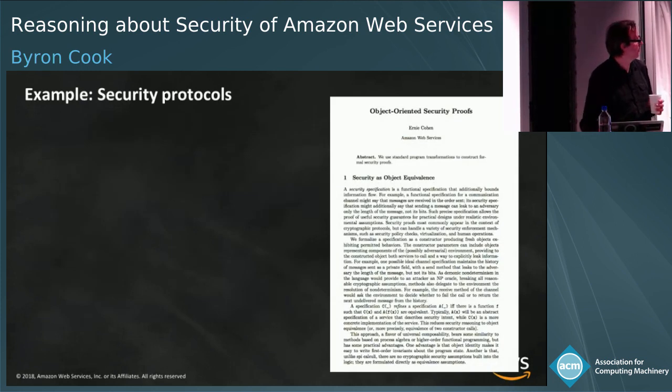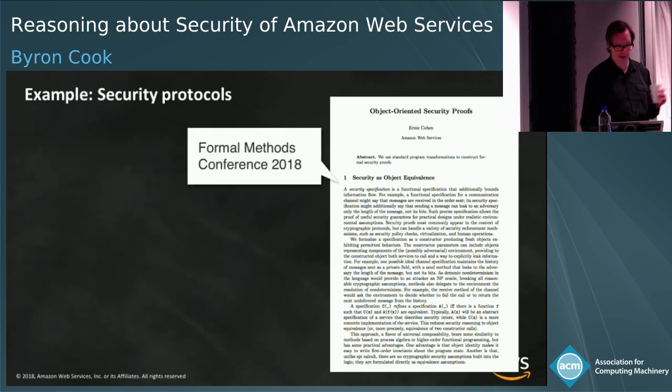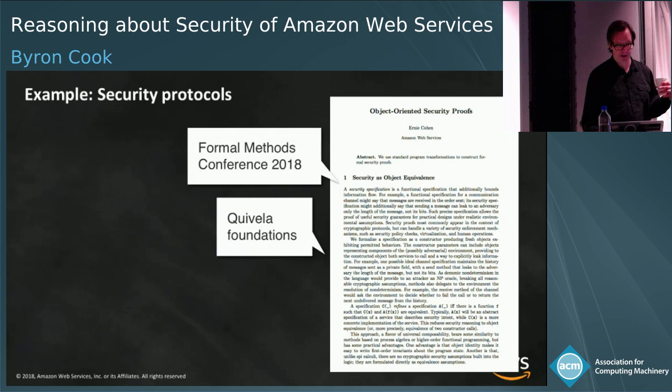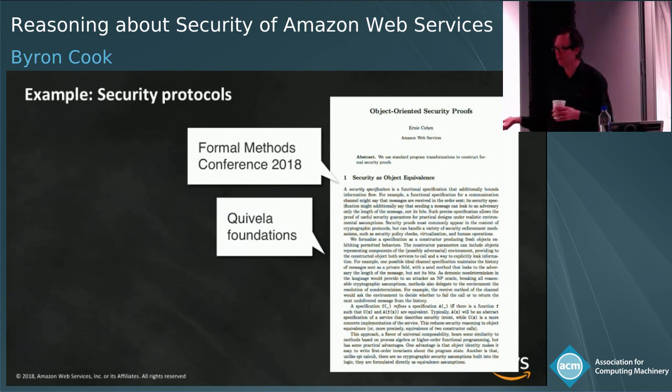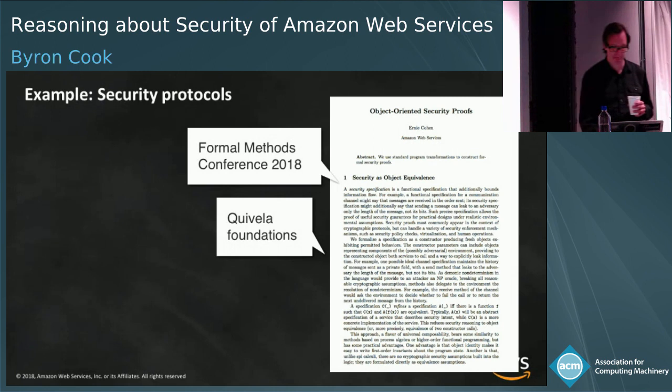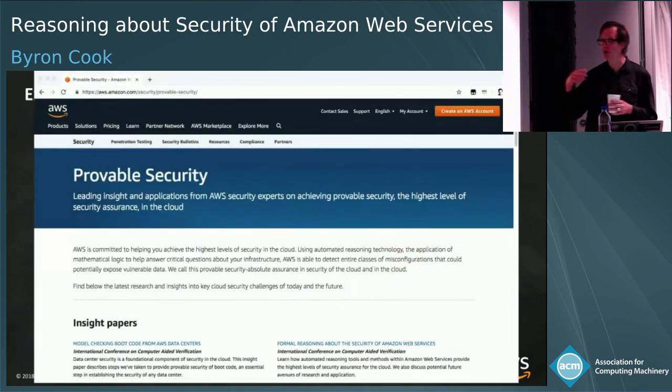So if you want to know more about this, there's a paper by Ernie Cohen at the FM conference. This is the foundations of Quivula, which was mentioned in that TechCrunch article. A lot of the papers and talks and blog posts and so on, and there's a podcast with me, are available on this website, aws.amazon.com/provable-security. So you can find all the papers I'm pointing to on this webpage.